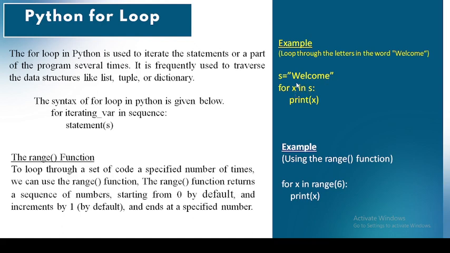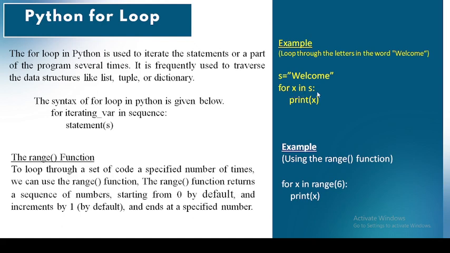So the x will refer to the w, and then e, and then l, c, o, and e. Each and every character will be visited by the for loop, and I am printing the value of x. So it will print w, e, l, c, o, m, e. We can use a for loop like this to visit each and every character of the string. This x is the iterating variable, and here in s, s is my sequence. If I want to visit each and every character of a string, then we can use it like this: for iterating variable in sequence.